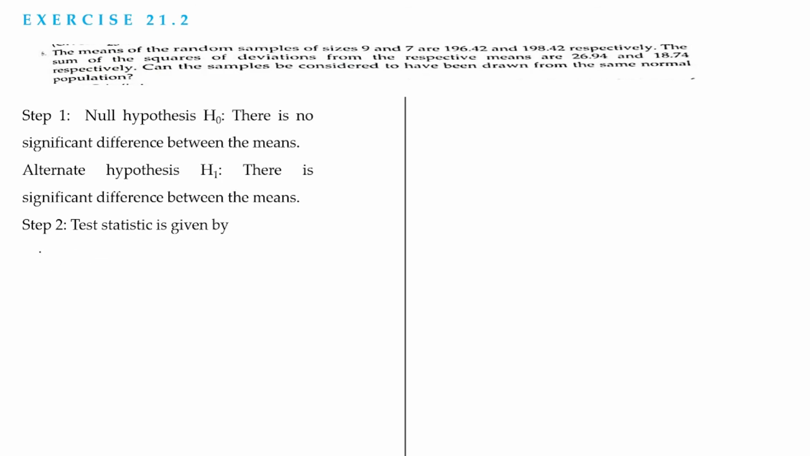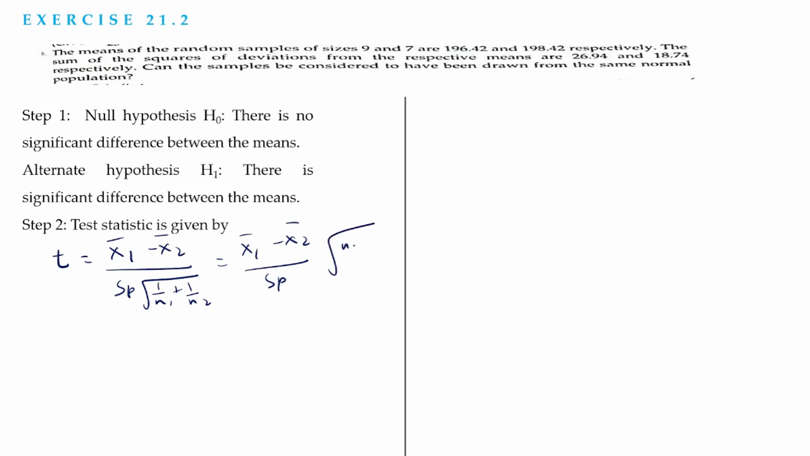So the test statistic t is given by t is equal to (x1 bar minus x2 bar) upon sp into root of (1 by n1 plus 1 by n2). This is equal to (x1 bar minus x2 bar) upon sp into root of (n1 n2 upon n1 plus n2).